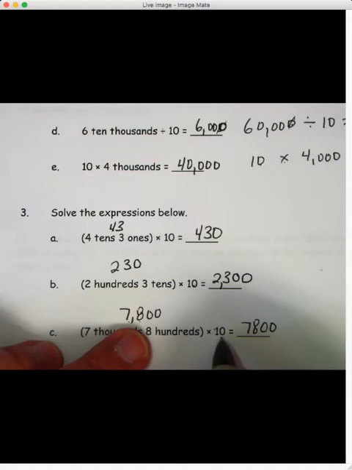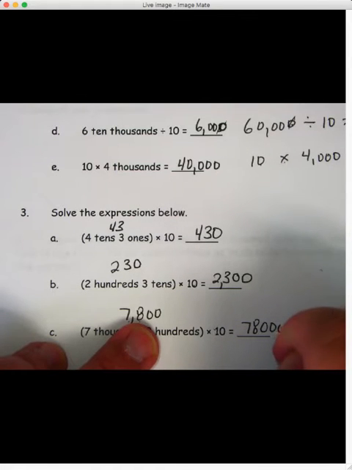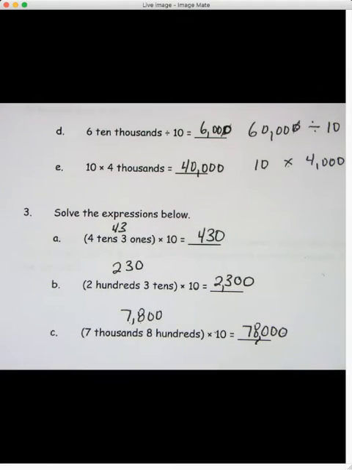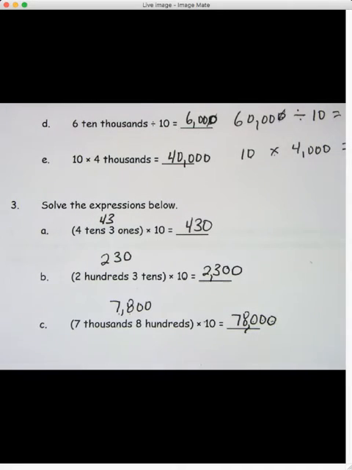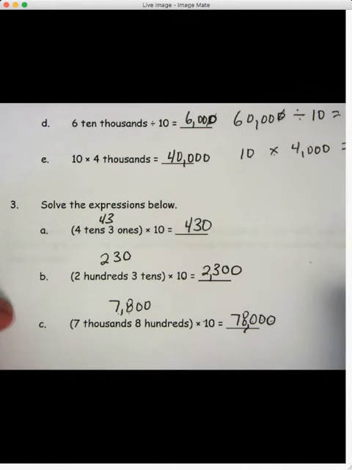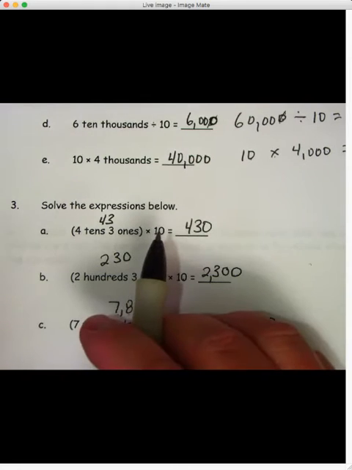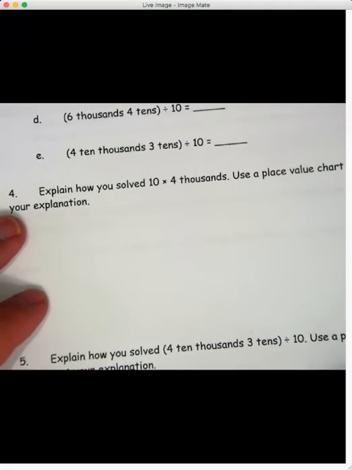So let's write this, 7800, but we're multiplying by 10. So we're going to add another 0. Put your comma between the hundreds and the thousands place. 78,000 is the answer. Moving right along. We got a bunch to do today, don't we? Okay, let's do 2 more like this.